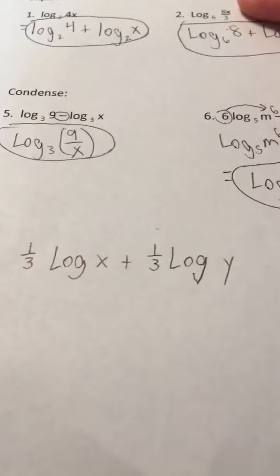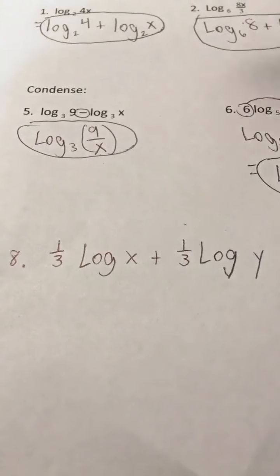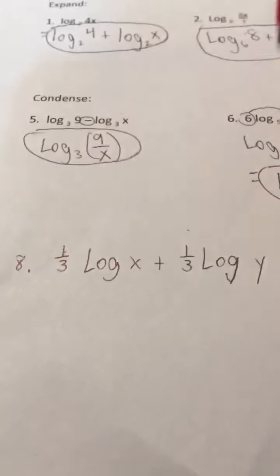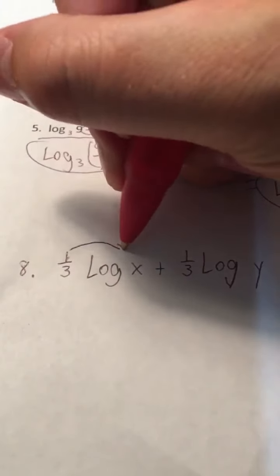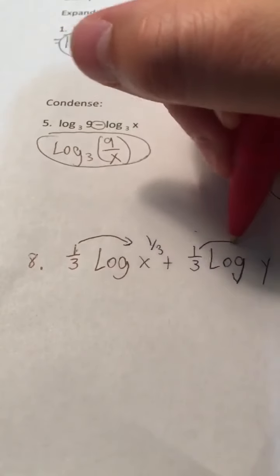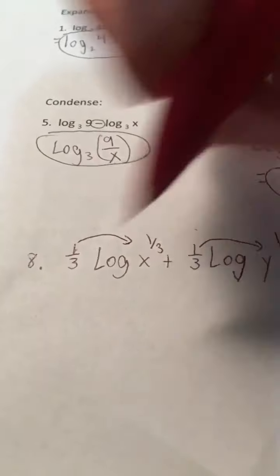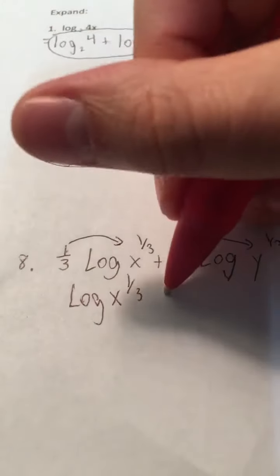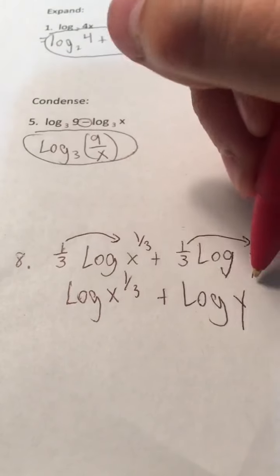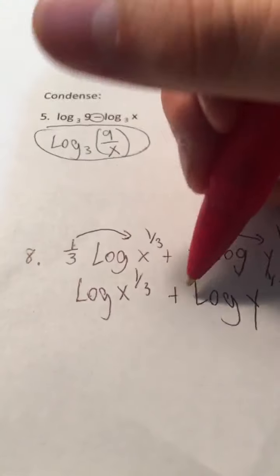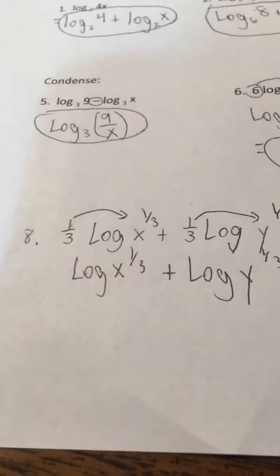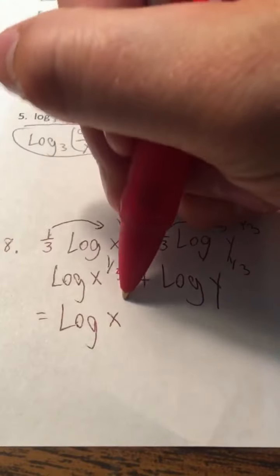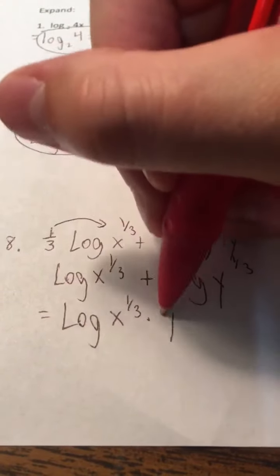Last one. All right. This one, again, I'm seeing numbers in front of the log. That means these numbers are going to become what? Exponents. So I'm just going to move this 1/3. This is going to become x to the 1/3. Same thing here. That's going to be y to the 1/3. So I'm going to have log of x to the 1/3 plus log of y to the 1/3. Now I'm seeing addition. That means I can turn it into what? Multiplication. So I would write this as log of x to the 1/3 times y to the 1/3.